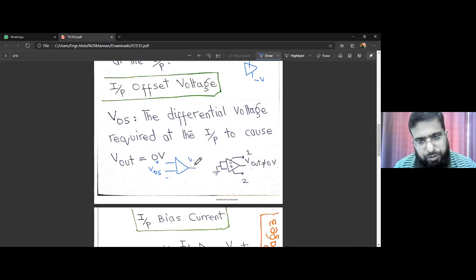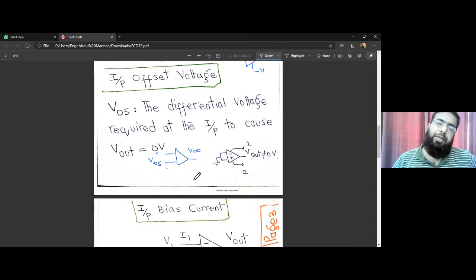Otherwise, if you apply 0 volts on both inputs, the same values on both input terminals, we don't get the output equal to 0 practically. Ideally we should. But to make the output equal to 0, we have to apply an offset voltage VOS that is non-zero, and that will bring your output to 0 volts as desired. Right, so this is the input offset voltage VOS.